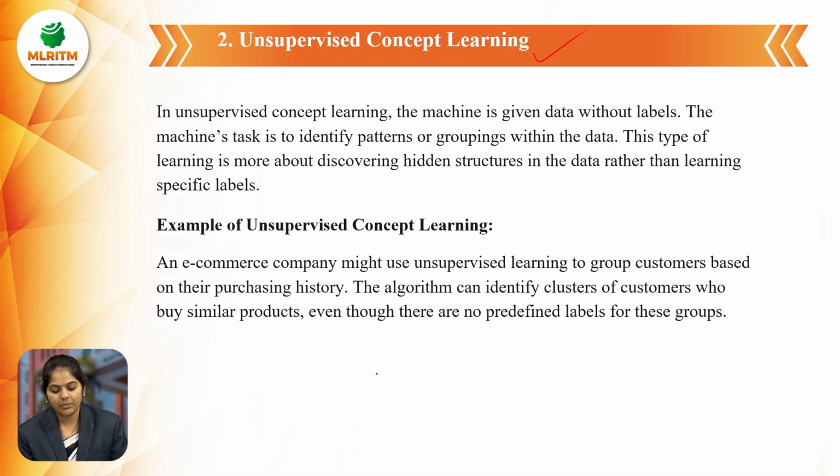An e-commerce company might use unsupervised learning to group customers based on their purchasing history. The algorithm can identify the clusters of customers who buy similar products even though there are no predefined labels for the groups. So consider an example of using any kind of OTT or shopping application. Let's say an example of the Amazon application. When we are looking for any item, once we search for the particular item, then after some time, or after 2 to 3 days, when we open the Amazon application, similar content will get shown on our homepage. This is how the personalized content will get displayed on the homepage with the help of unsupervised concept learning.